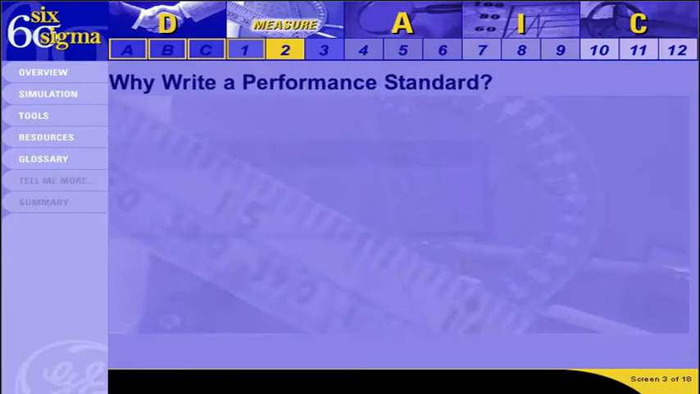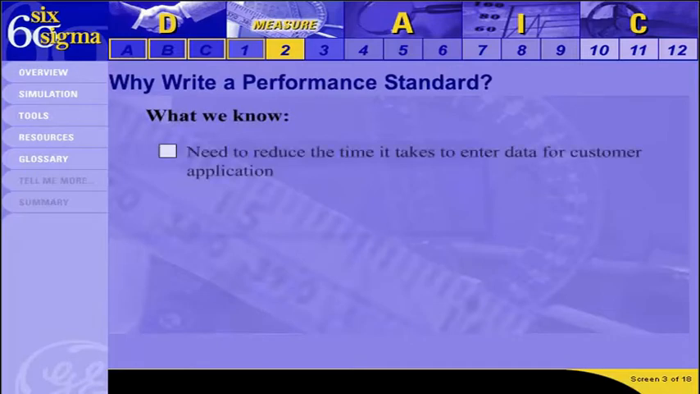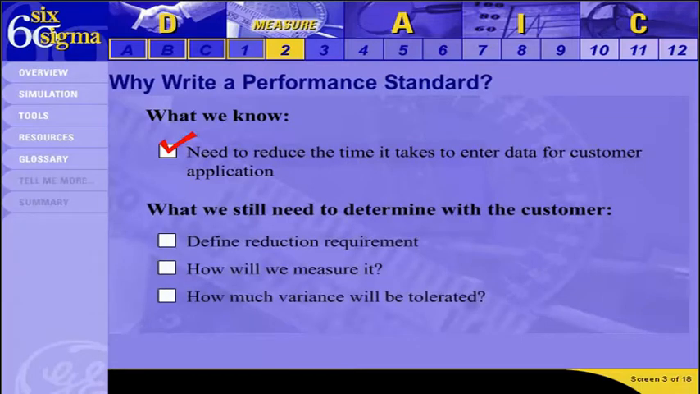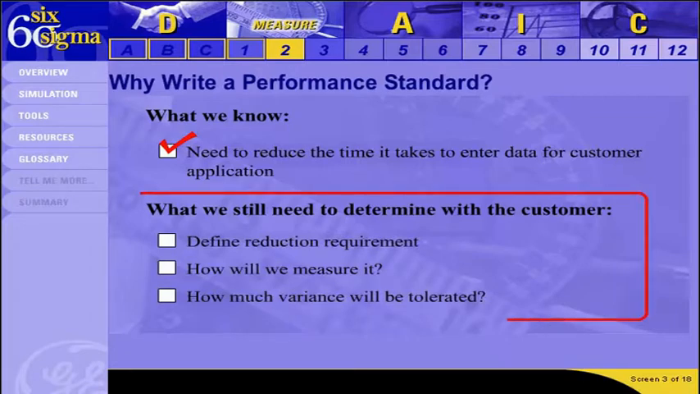Why write a performance standard? We already know that reducing the data entry time will support meeting the customer's CTQ of on-time delivery of funds, so why don't we just get started? This is where the numbers become important. For one thing, what does reduce mean? If we reduced it by 20 seconds, would that be good enough? Or do we need to reduce it by 20 minutes? The performance standard translates the customer need into a clearly defined, measurable characteristic. Click on Next to learn how it's done.